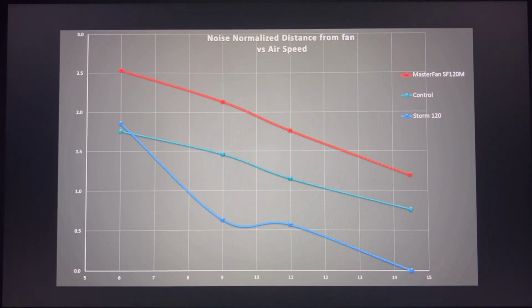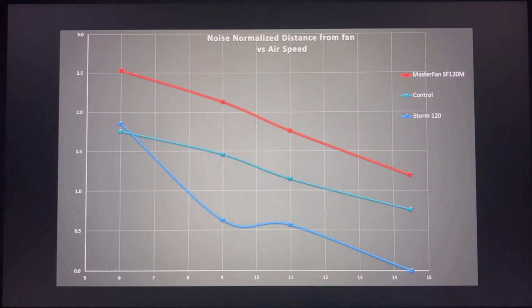Anyways, so our takeaway here is any fan that outperforms the control should be considered a good fan. Any fan that matches it should be considered a good fan. Any fan that exceeds its performance should be considered good to excellent, depending on how much higher it is. And fans that are below it should be considered not particularly good, but it all depends on how close in performance it is.